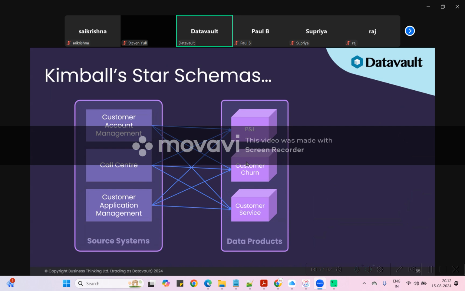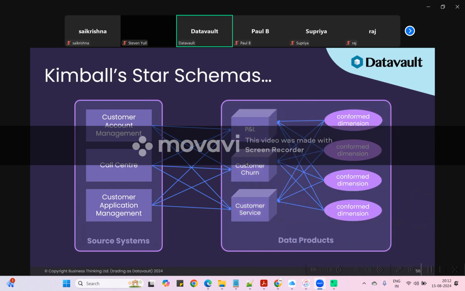So for example, maybe customer churn is related to customer service. Yes, bad service, someone leaves us. So I want to analyze data across two separate star schemas. I need to join them together. So to do that, I need to create these things called conformed dimensions. So these are like common dimensions that can be shared across these solutions. You'd find in an organization there's about 30 to 50 of these conformed dimensions that could be built.